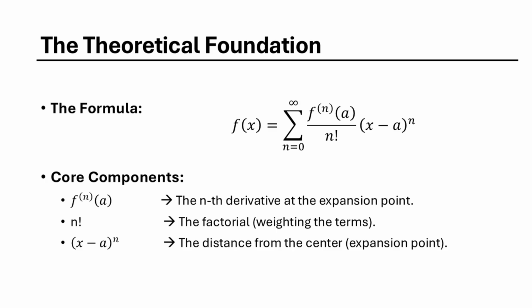To break this down, f^(n) of a represents the nth derivative at our point a. N exclamation mark is the factorial, which scales our terms. And x minus a is simply the distance from our starting point.